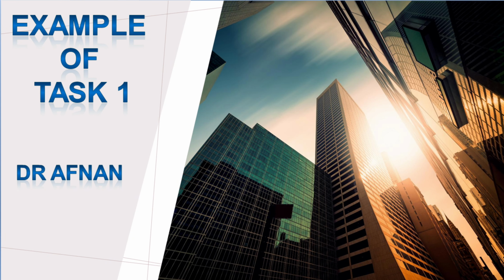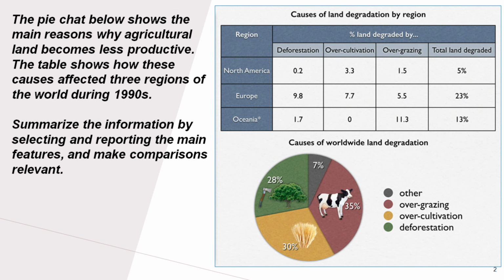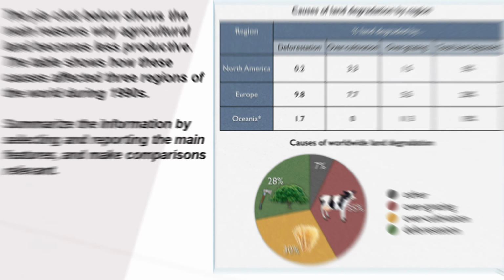My name is Dr. Afnan and today we will be discussing an example of Task 1. Alright, so in front of you there is a pie chart and a table graph, and we'll read the question first. The pie chart below shows the main reasons why agricultural land becomes less productive. The table shows how these causes affect three regions of the world during the 1990s. You need to summarize the information by selecting and reporting the main features and make comparisons where it is relevant.